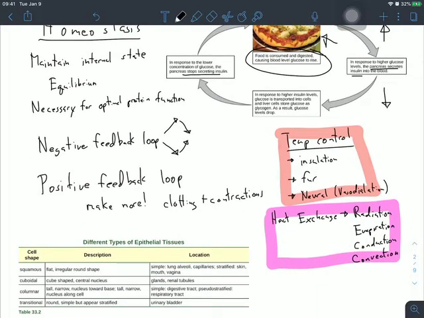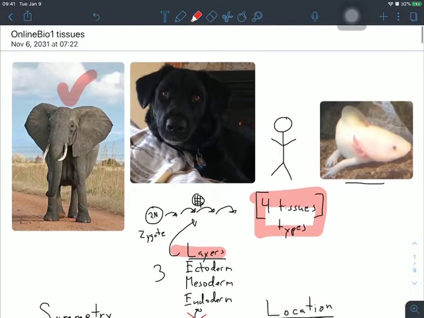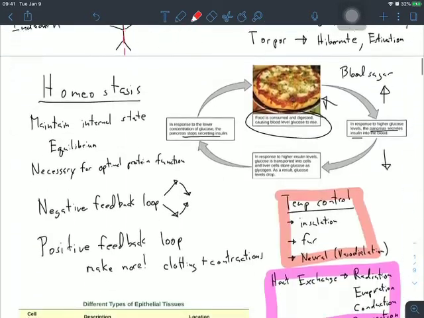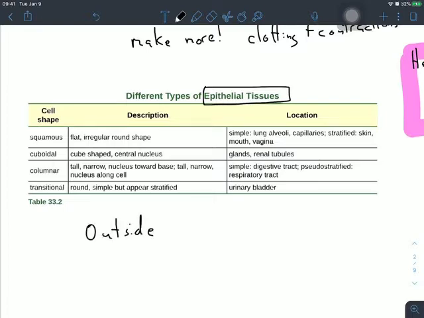So let's end this lecture by going over those 4 tissue types. Where we originally began with those 3 tissue layers, we'll now explore those 4 tissue types that are found in everything from elephants to very cute puppies to artistically drawn humans to axolotls, these salamander cousins. The first tissue type is epithelial tissue, or skin tissue. This is the stuff that we use to line the outside of our bodies as well as the outside of our organs.